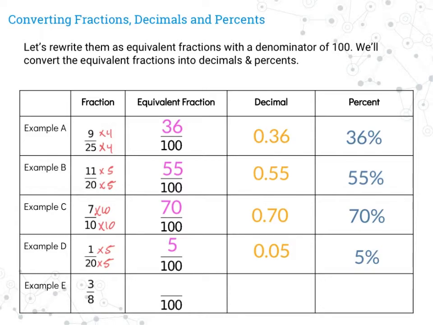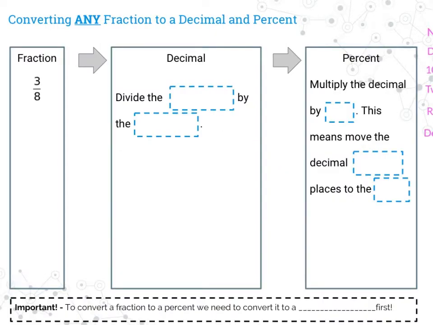So I'm going to just figure out what 8 into 100 is, and that's not going to go in evenly. So we're going to have to figure out another way to convert 3/8 because 8 times a number doesn't work out to 100 without using some sort of decimal. So we're going to need another way to do this. And let's look at that other way now. So here we are again with our fraction 3/8, and we're going to be converting any fraction to a decimal and percent.